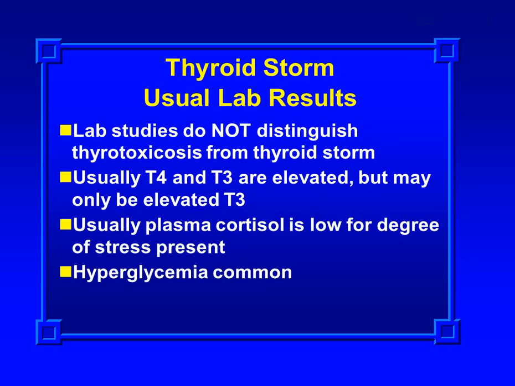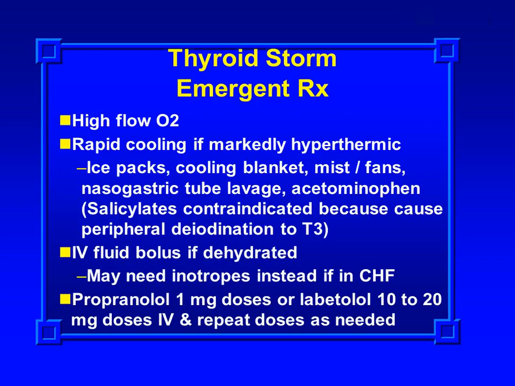Thyroid storm usual lab results. Lab studies do not distinguish thyrotoxicosis from thyroid storm. Usually T4 and T3 are elevated, but may only be elevated T3. Usually plasma cortisol is low for degree of stress present. Hyperglycemia common.